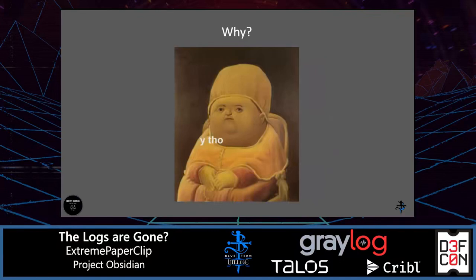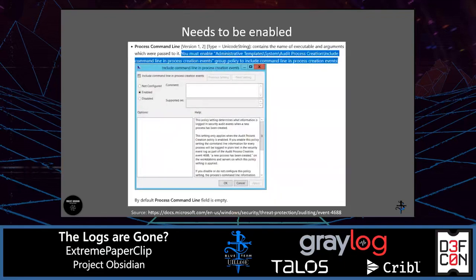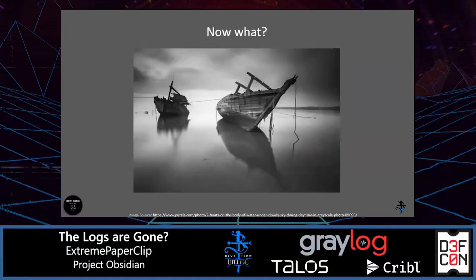So we didn't find any command line data in the Windows Security Event ID 4688. Why? Well, according to the Microsoft article previously mentioned about a new process has been created, if you scroll down a bit and read, it says you must enable Administrative Templates, System, Audit Process Creation, Include command line in process creation events. So you need to enable this in group policy to include command line in the process creation events. So now what? Are we dead in the water? Is there anything else we can do to find what commands the attacker used to clear the logs?